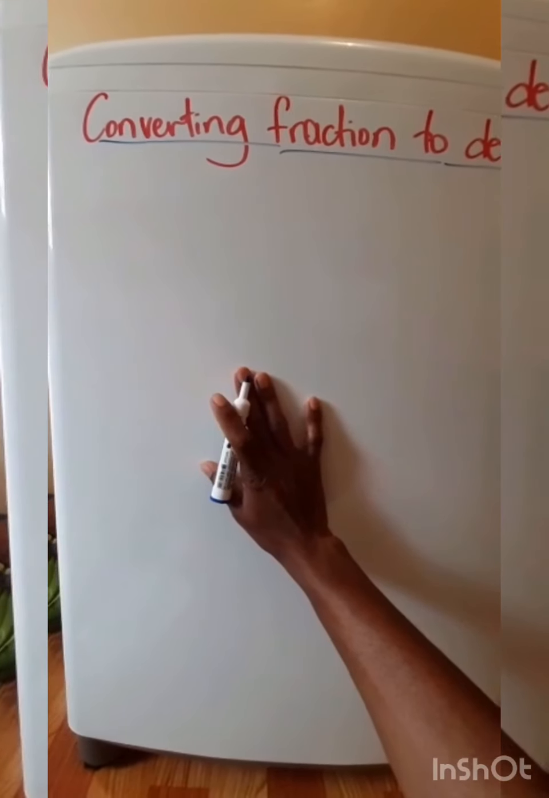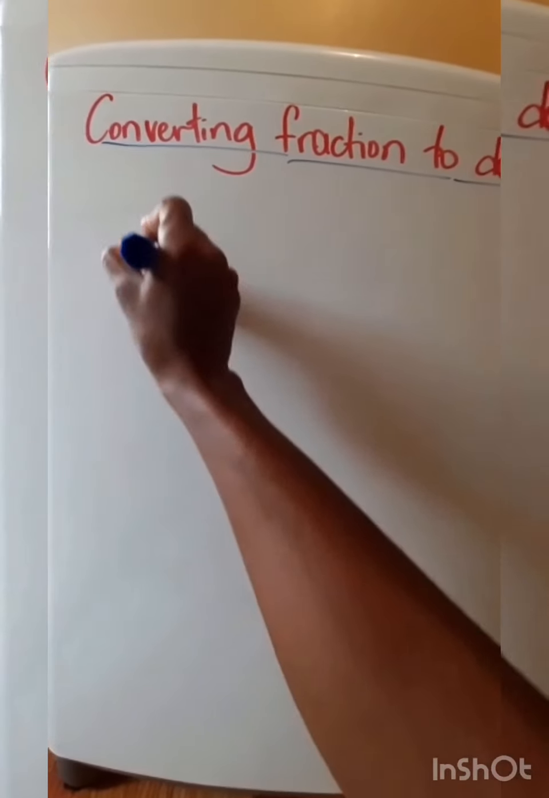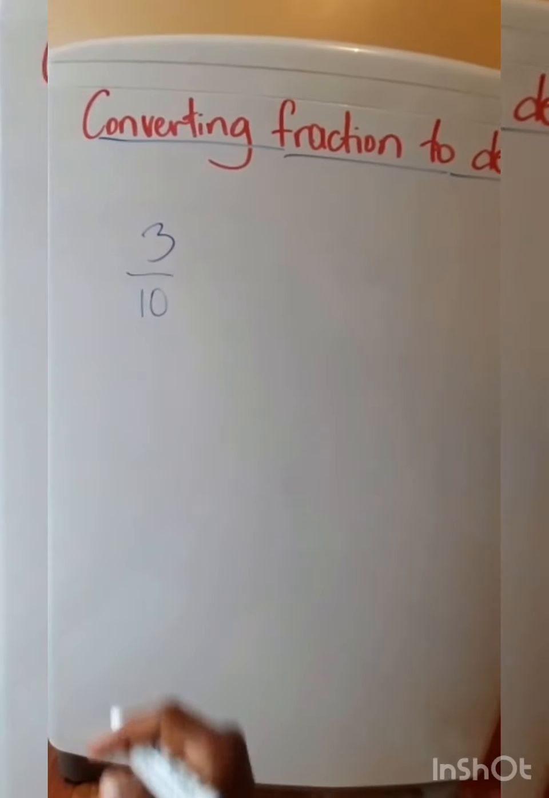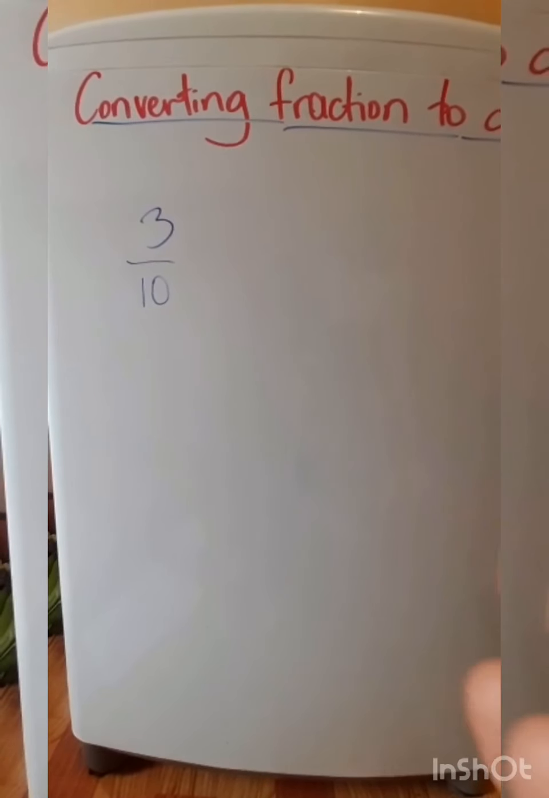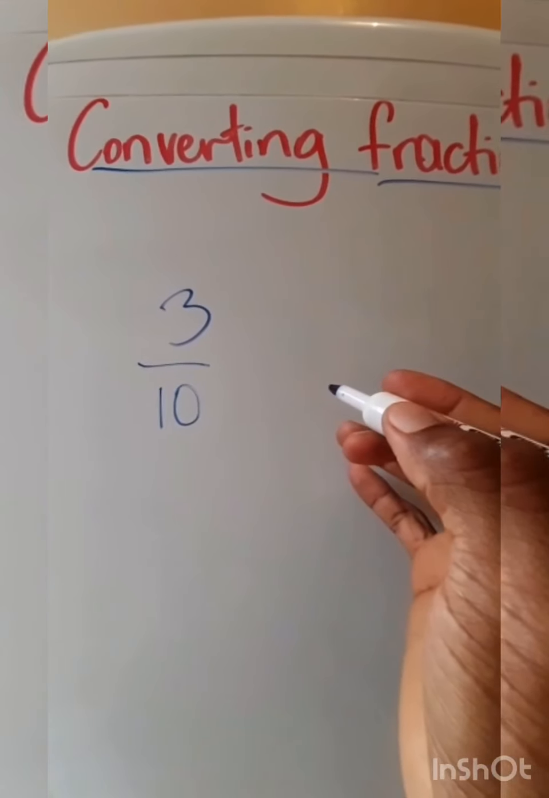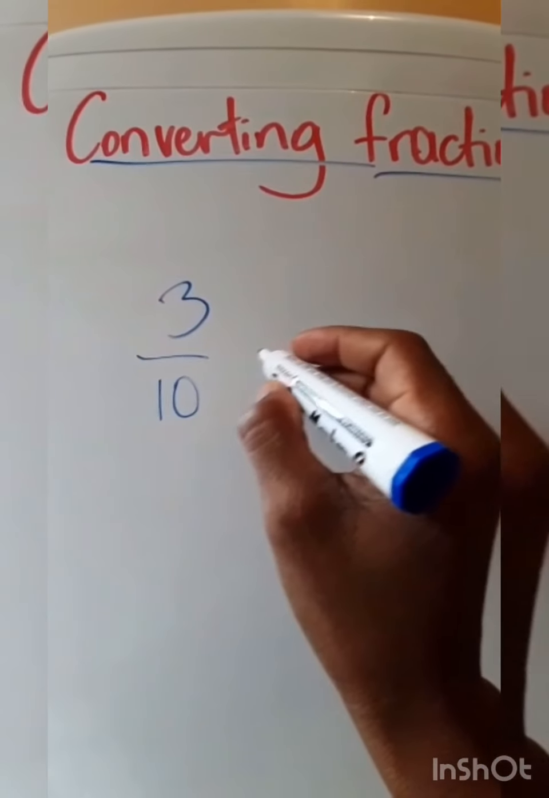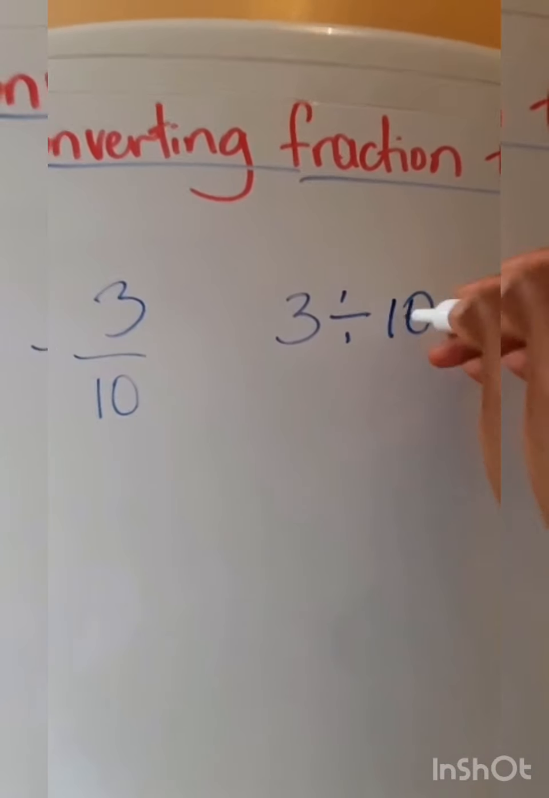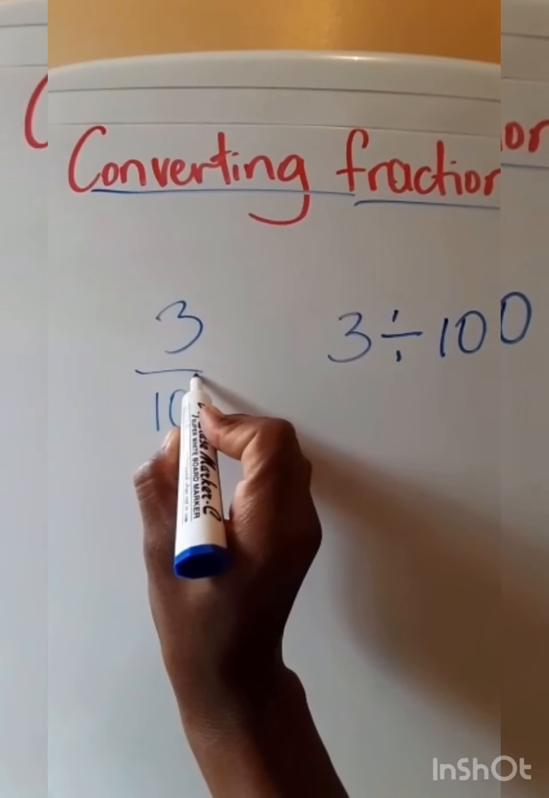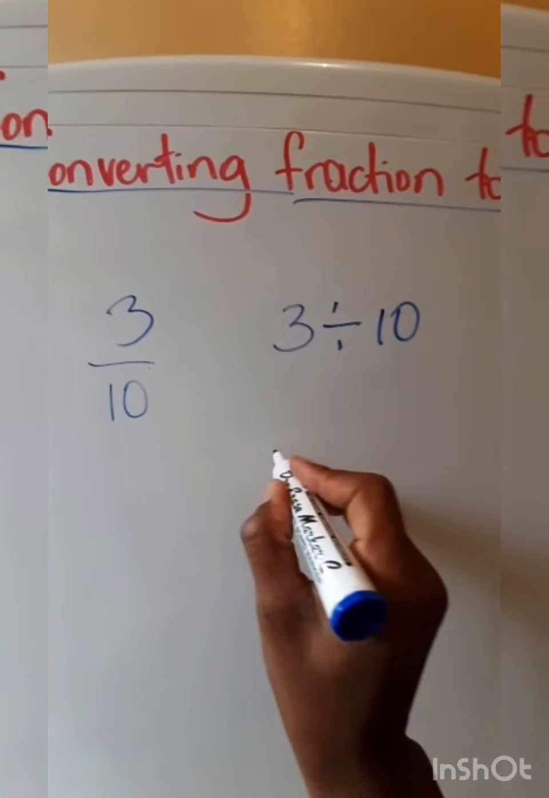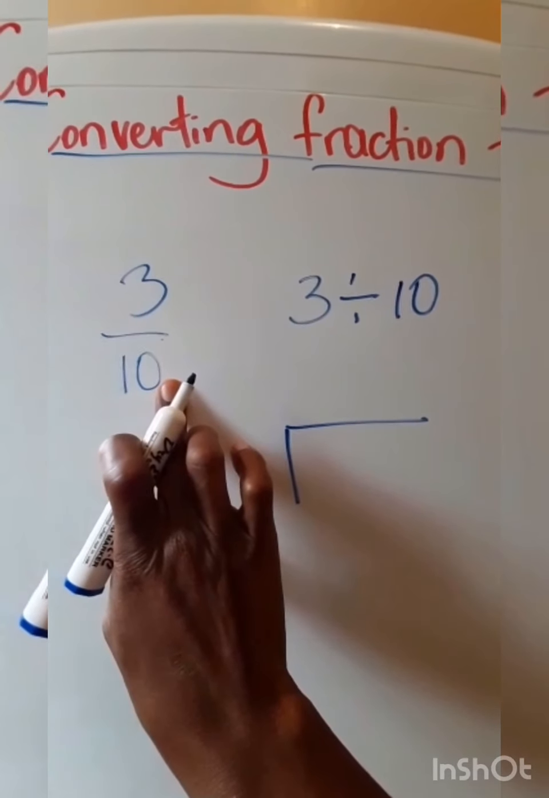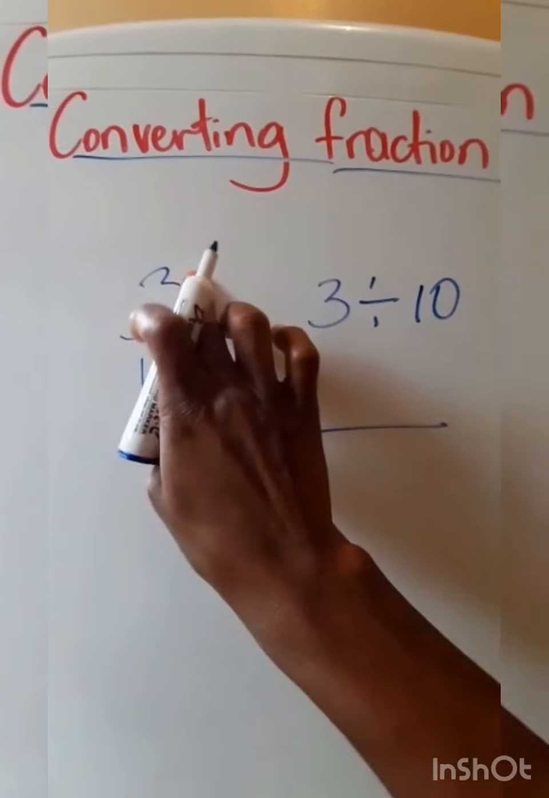Our first problem today is 3 over 10, and this is a fraction. We're going to quickly work this out. 3 over 10 is the same as 3 divided by 10. This line here means division. Our denominator, which is our 10, is going to be divided into our numerator.